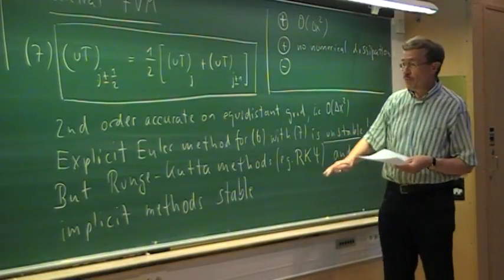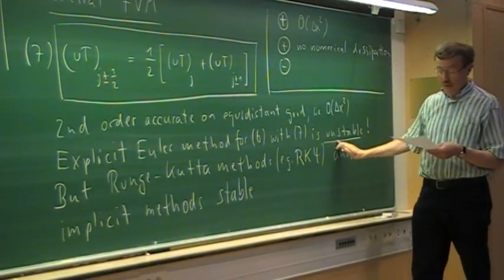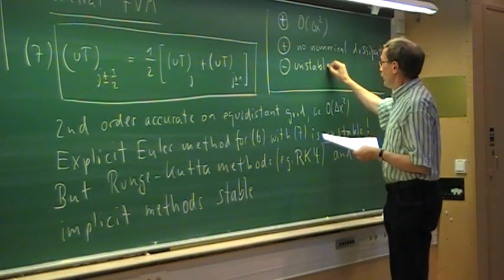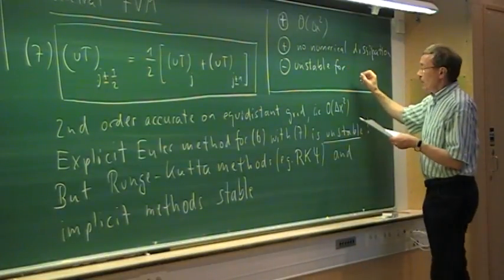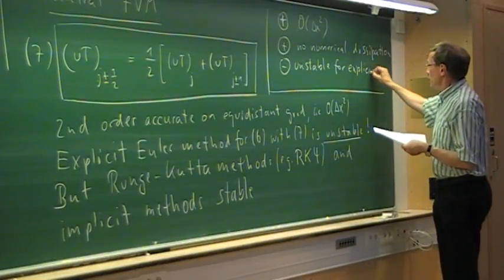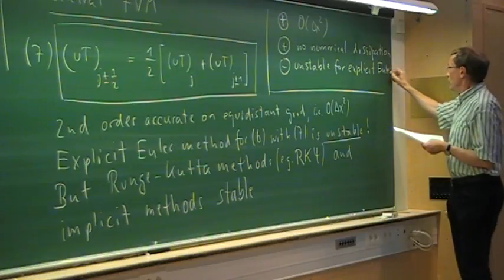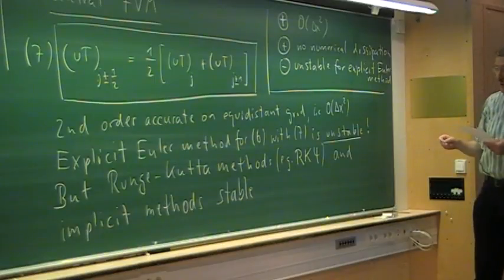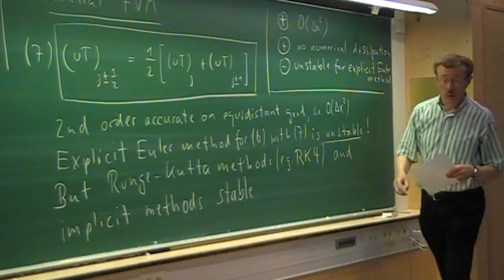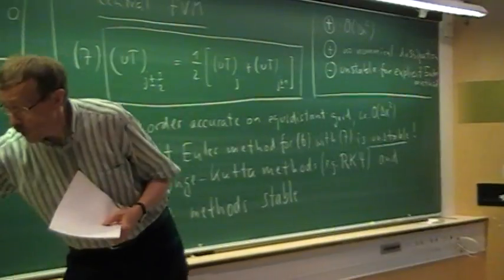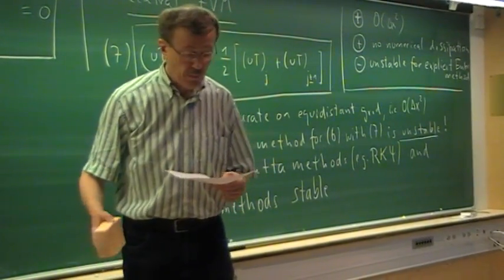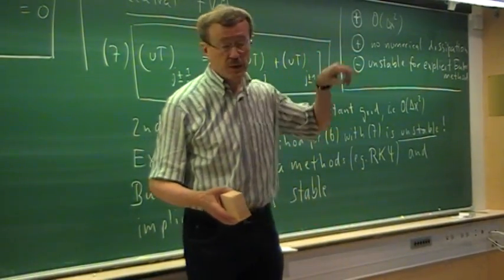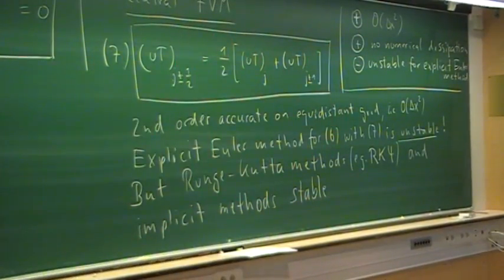Of course, the big disadvantage is that the method is unstable with the explicit Euler method. That is a big disadvantage for the explicit Euler method. And as I already mentioned, you also have the problem with oscillations, or you have problems with discontinuities. That manifests itself with oscillations at the discontinuities.